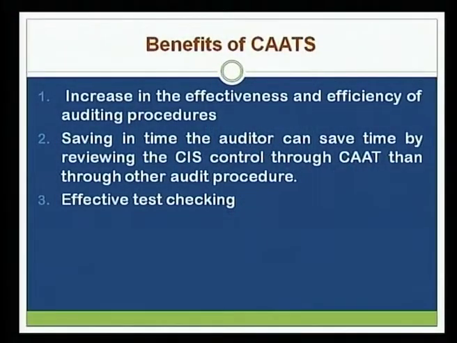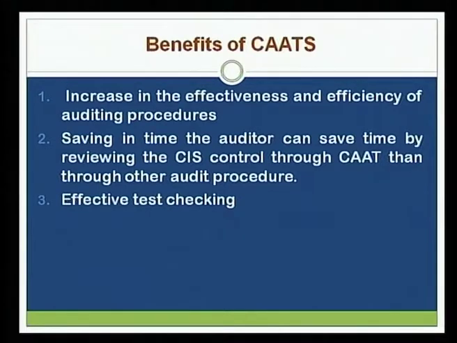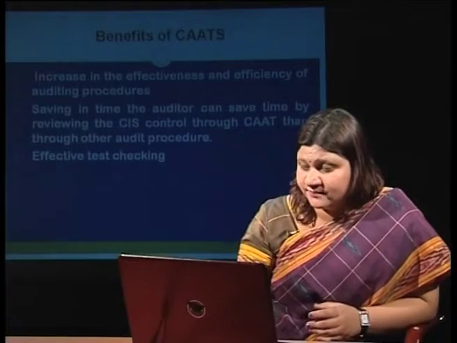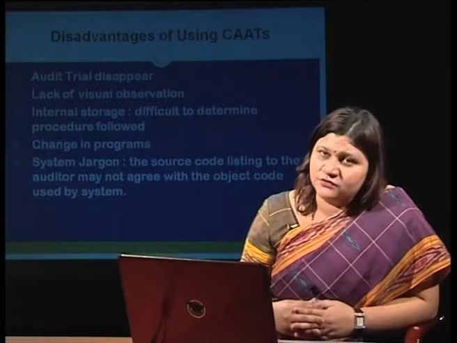Saving in time: the auditor can save time by reviewing the CIS control through CAT rather than through other audit procedures. So, again there is saving in the conducting of compliance procedures, and in turn it will help us to conduct the substantive test in a much faster manner. Then effective test checking can be there. A sample would be taken up which will represent the population, and such a sample would be effective to test the entire mechanism, and it will be useful for the auditor to carry out the test on such samples. Now, what are the disadvantages of using CAT?